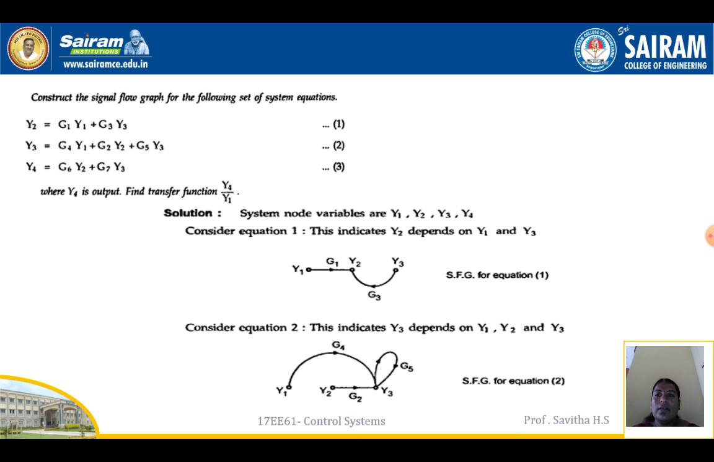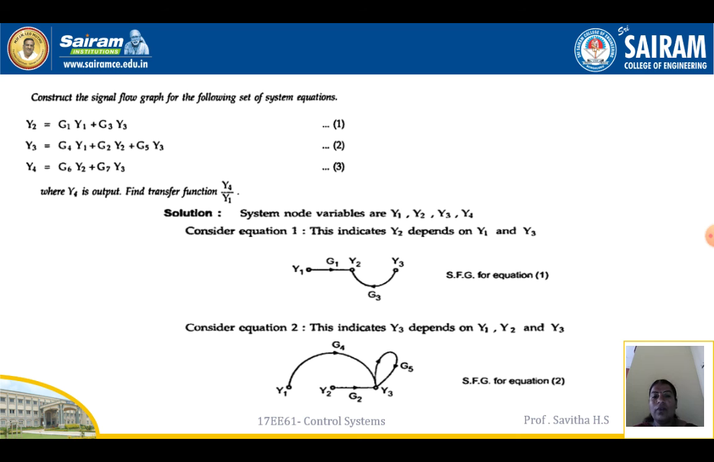System node variables are y1, y2, y3, y4. Consider equation 1, which indicates y2 depends on y1 and y3. So between y1 and y2 it is g1, and between y3 and y2 it is g3. So this is the signal flow graph for equation 1.